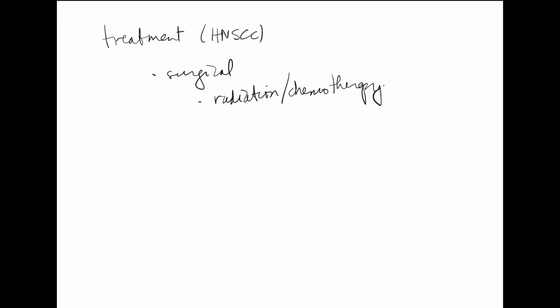The treatment of head and neck squamous cell carcinomas is for the most part surgical. If they present late, and so they're not easily removed, one can shrink the tumors with radiation and chemotherapy, and this pre-treatment of a tumor prior to surgery is called neoadjuvant therapy.